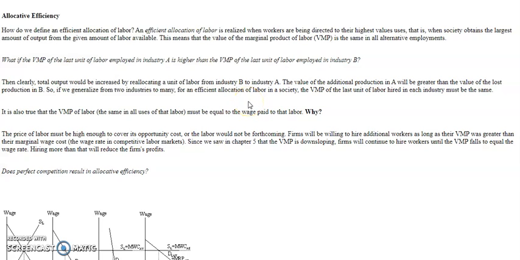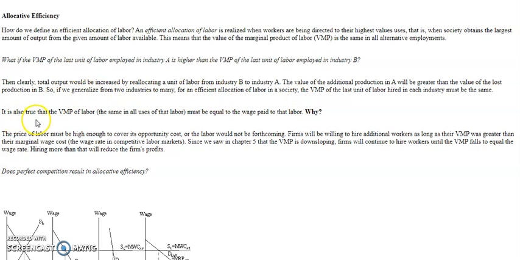So if we generalize from two industries to many, for an efficient allocation of labor in a society, the value of marginal product of the last unit of labor hired in each industry must be the same. The value of marginal product is the same in all industries.